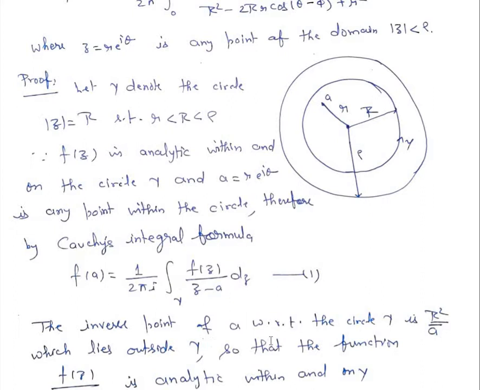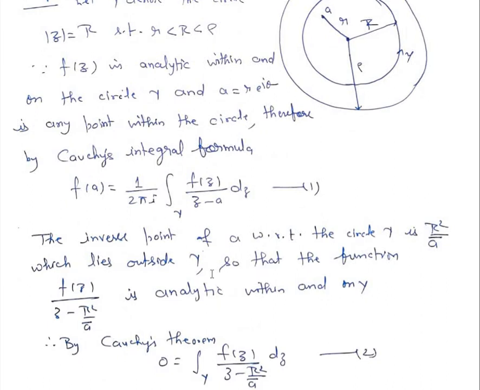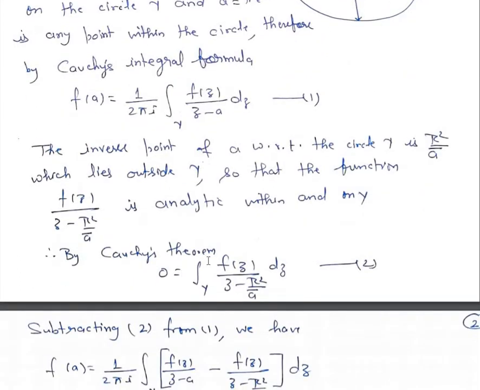Now the inverse point of a with respect to the circle γ is given by R²/ā, and this point R²/ā will lie outside the circle γ. Therefore the function f(z)/(z − R²/ā) will be analytic within and on γ, because R²/ā lies outside γ. So by Cauchy's theorem the integral of this will be equal to 0. So 0 = ∫ over γ f(z)/(z − R²/ā) dz.